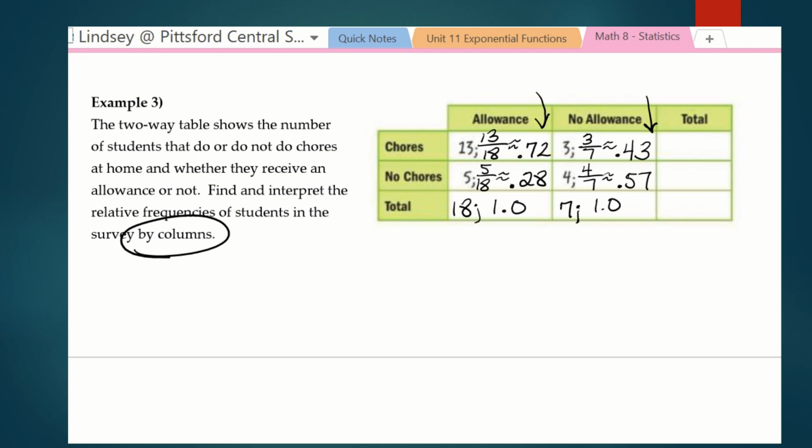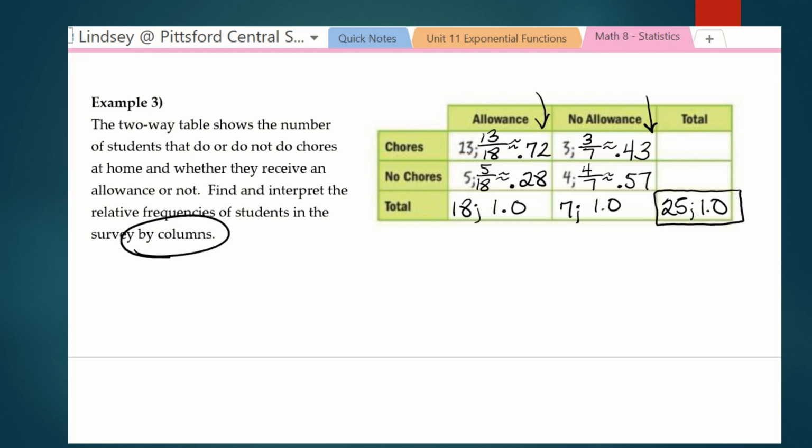All right, now let's take a look at this total. So the first thing I want to figure out is, remember, this bottom right corner tells us how many total kids were surveyed, whether they got an allowance or not. How many kids are we talking about here? Well, 18 total kids get an allowance, 7 do not. That makes 25 kids surveyed total. So that's my 1.0.